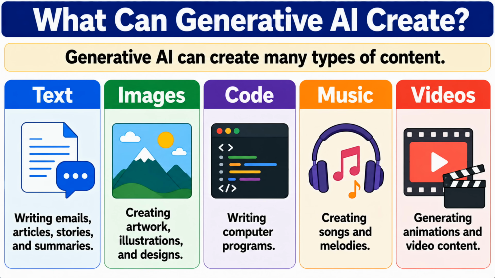What can generative AI create? Generative AI can create many types of content. Text, writing emails, articles, stories, and summaries. Images, creating artwork, illustrations, and designs. Code, writing computer programs. Music, creating songs and melodies. Videos, generating animations and video content.